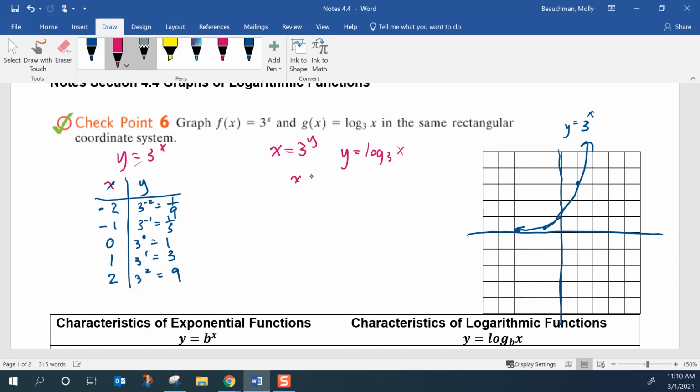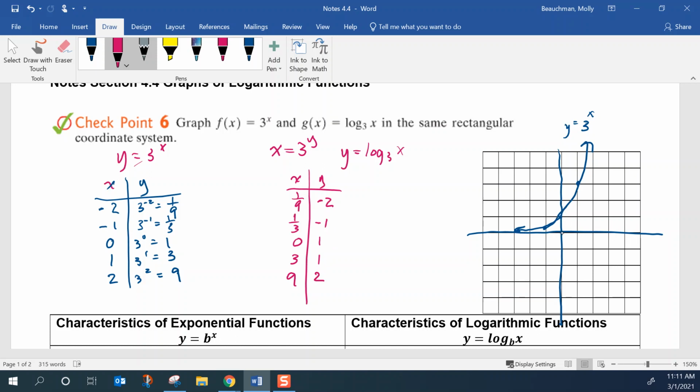So when you look at the sets of points and the values, the x and y coordinates are reversed. When x is 1/9, y is negative 2. When x is 1/3, y is negative 1. When x is 1, y is 0. 3, 1, 9, 2. So we interchange x and y.